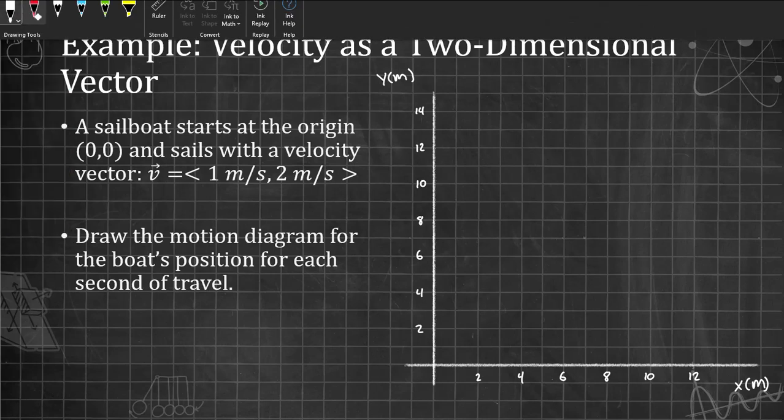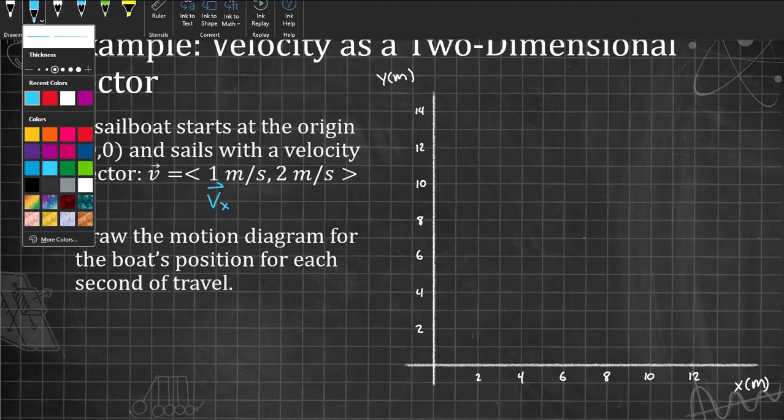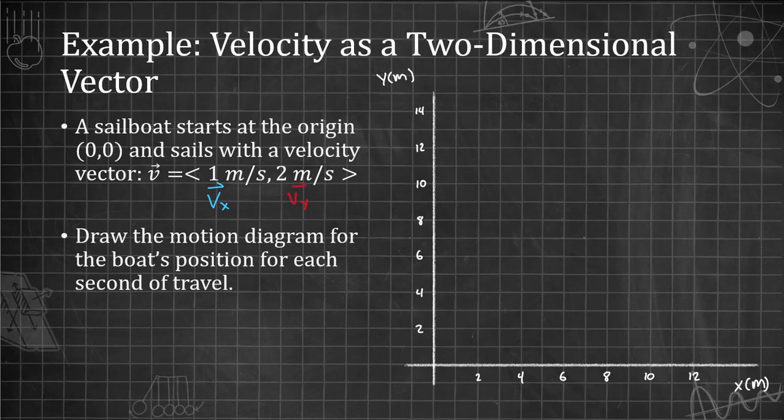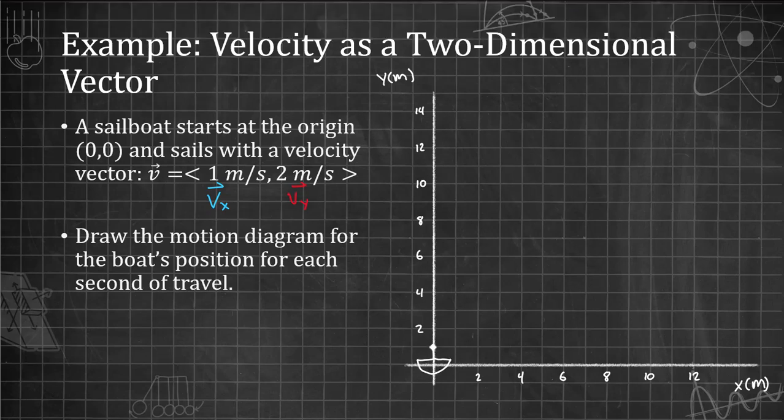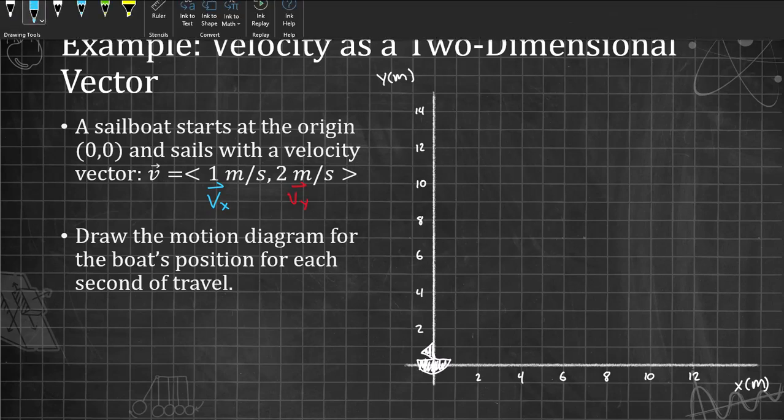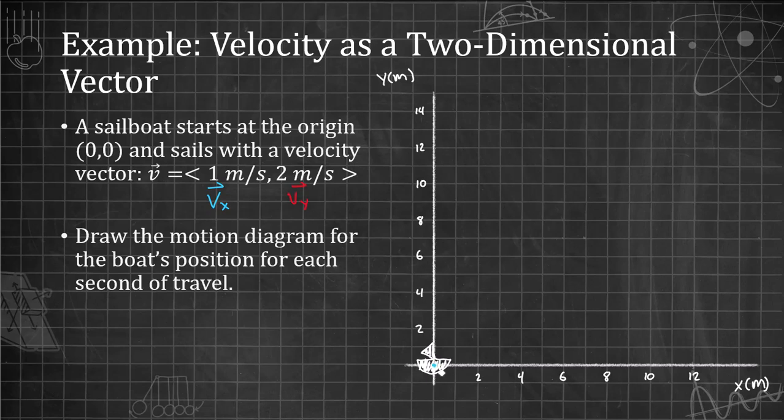Just as position can be represented with position vectors in 2 dimensions, we can also represent velocity. It's typically more common that we see a velocity that has an x component and a y component. Here we have an example of a sailboat that's starting at the origin of this coordinate plane, and it's sailing with a velocity vector v equals 1 meter per second, comma 2 meters per second. What this tells us is that it's moving horizontally, in the x direction, with a velocity of positive 1 meter every second. It's moving in the vertical direction with a velocity of positive 2 meters every second.